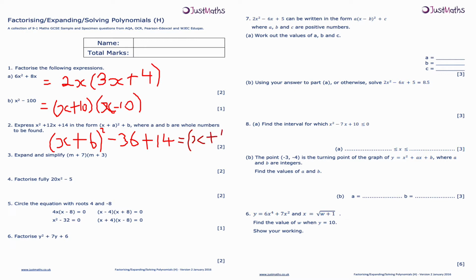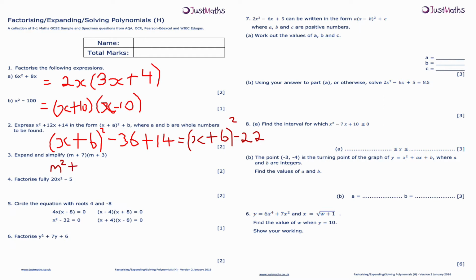Okay, so hopefully it's making sense so far. This is question number 3. Expand and simplify this double bracket. Well, m times m is m squared. M times positive 3 is positive 3m. 7 times m is 7m. And then positive 7 times positive 3 is plus 21.